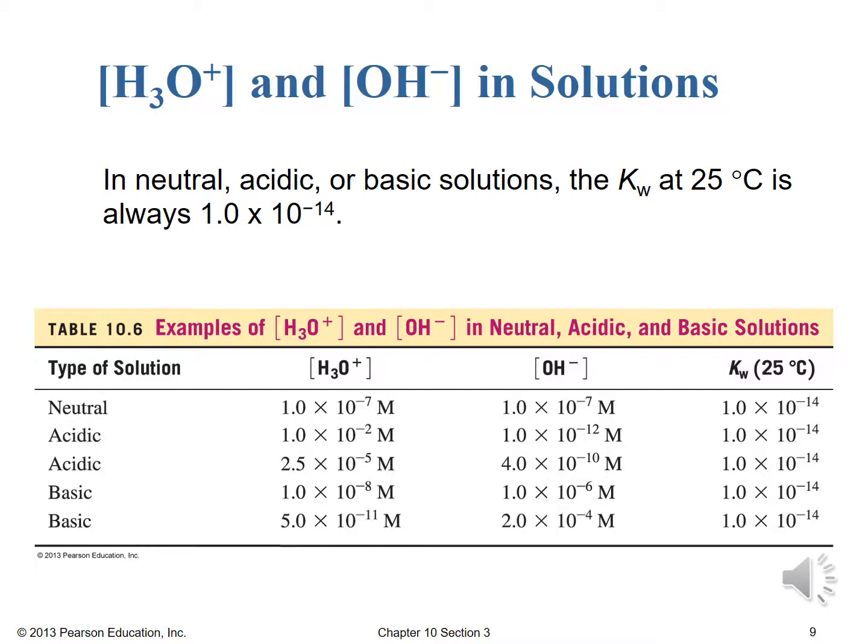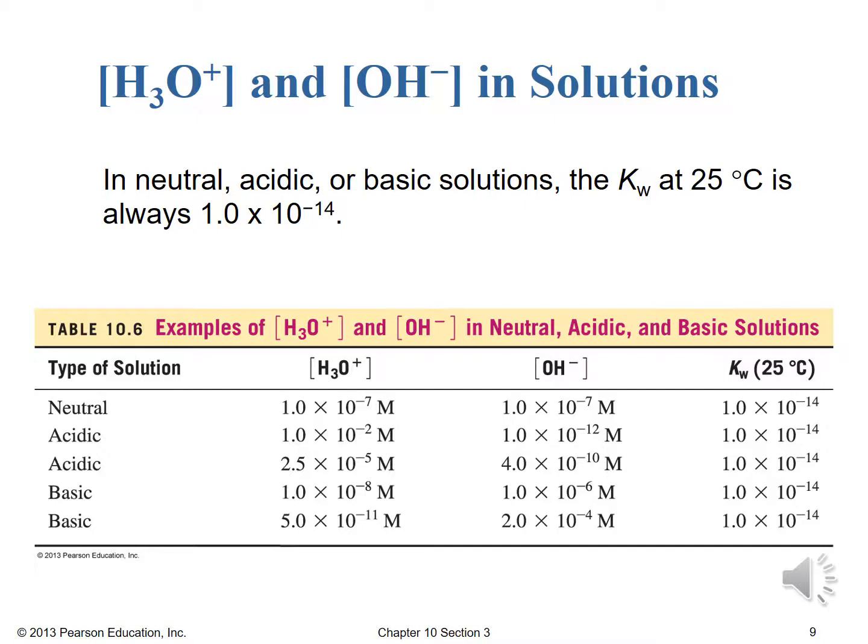So for pure water it is very easy to see that they're equal, but the interesting feature is that whether we're talking about neutral, acidic, or basic solutions, Kw at 25 degrees Celsius is a constant. It's the autoionization constant for water, and it's always 1.0 times 10 to the minus 14, whether we're talking about a neutral, acidic, or basic solution that's based on the solvent water. So this is a really neat feature.